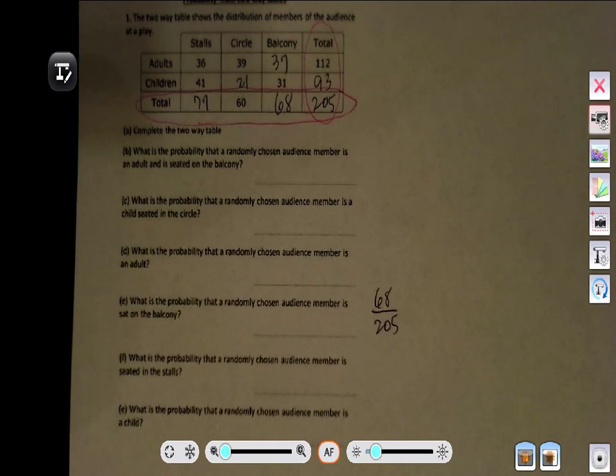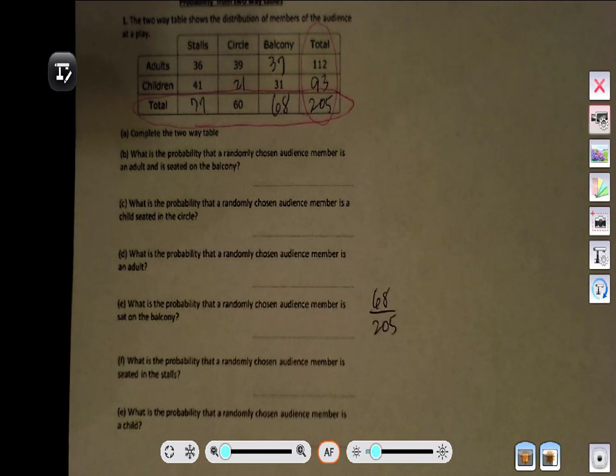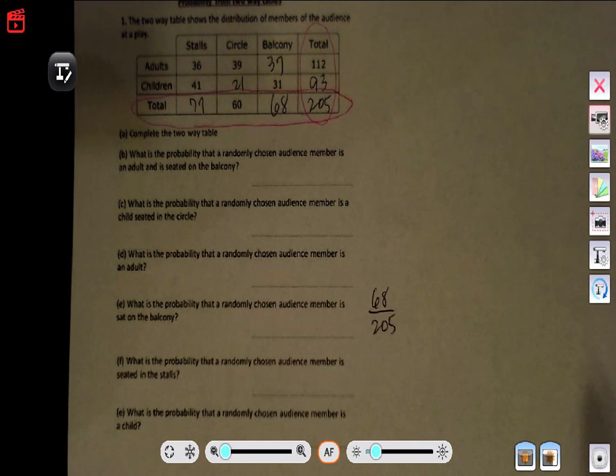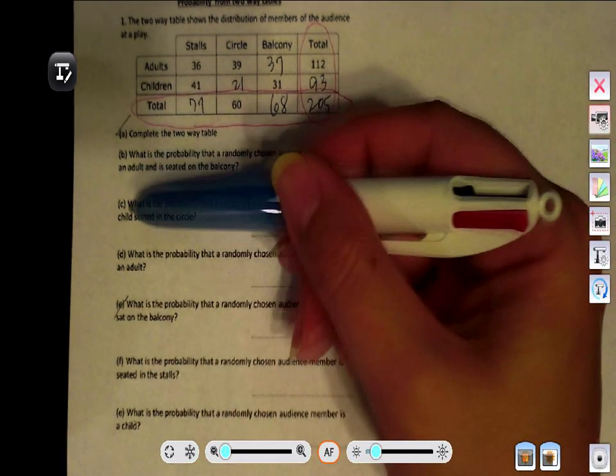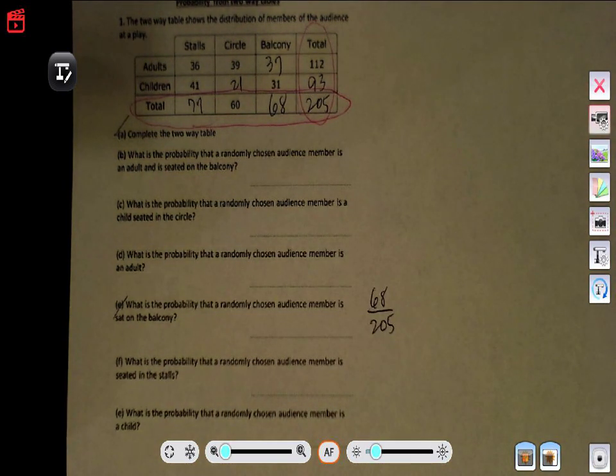I'm going to grade you on correctness for today's work. So I already did part A and I already did part E. You have 1, 2, 3, 4, 5 more questions to work on today. Good luck.